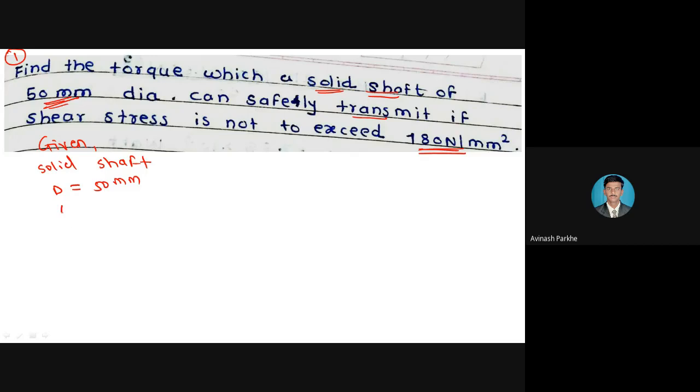50 mm. It can transmit the shear stress not to exceed 180 Newton per mm square. Please tell me, what is the meaning of not to exceed? Which shear stress is given? Shear stress not to exceed 180 Newton per mm square. What is the meaning of not to exceed?